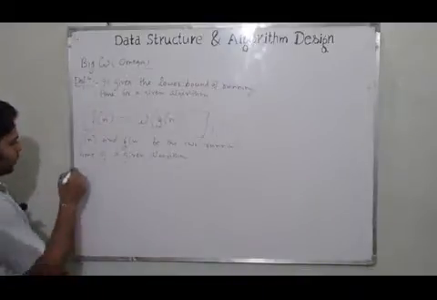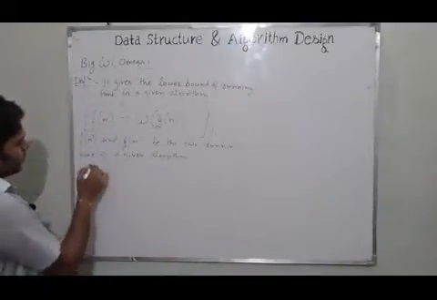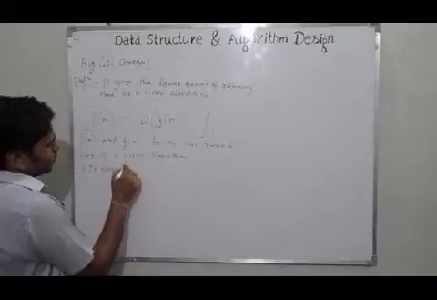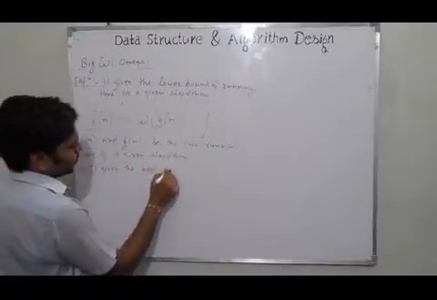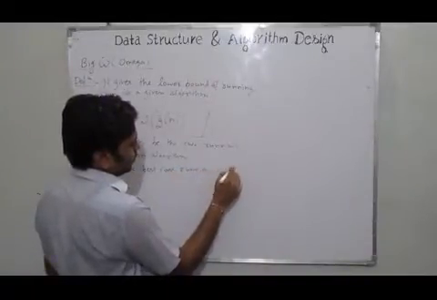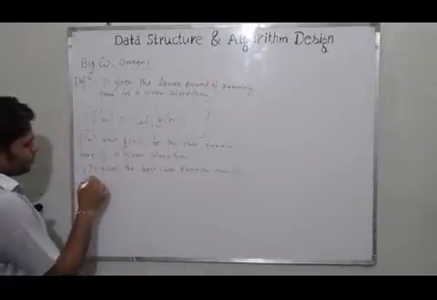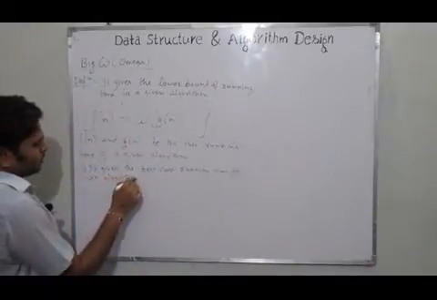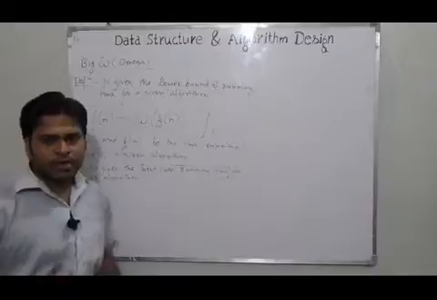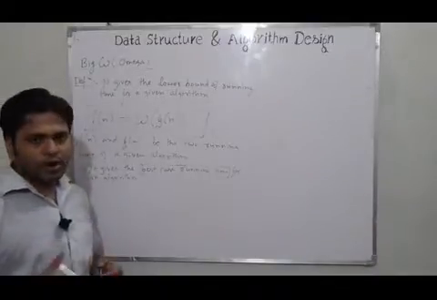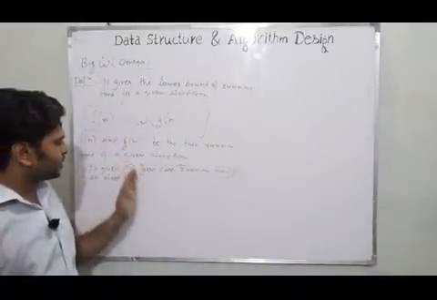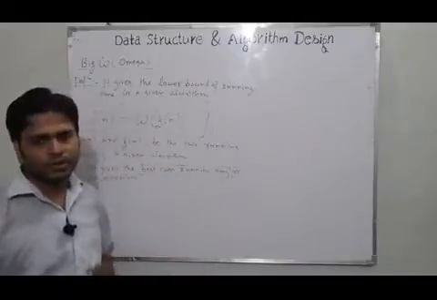Fine. If we consider it further, we come to know that big omega gives us the best case running time for a given algorithm, as compared to the big O asymptotic notation, where we obtained the worst case running time. Here in big omega we obtain the best case running time for a given algorithm.